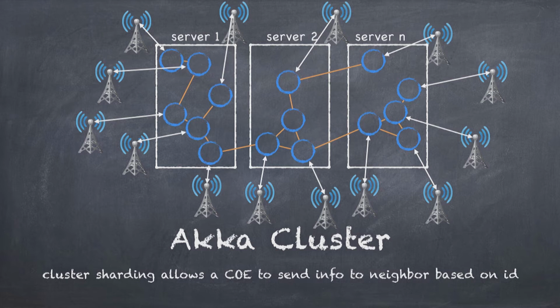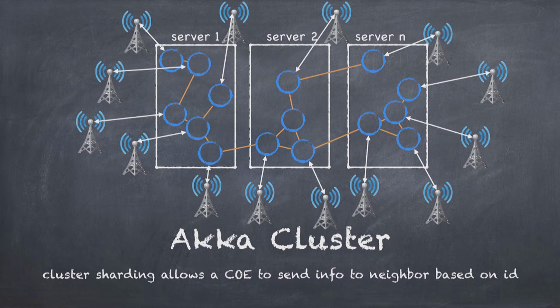So a word about the implementation. We actually use Akka cluster for this, and we use cluster sharding, which is extremely useful in this case because all the base stations have a unique ID, and we can use that unique ID in the COE clusters as well, so that a COE can talk to any other COE as long as he knows the unique ID for it. So that's extremely convenient.